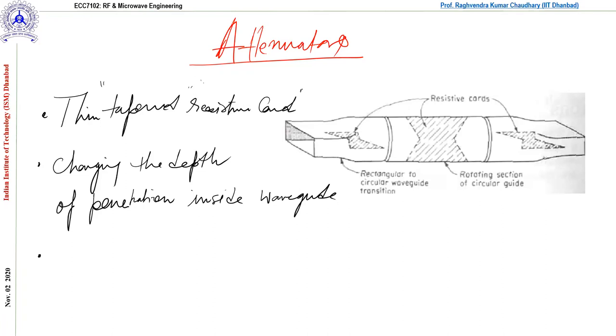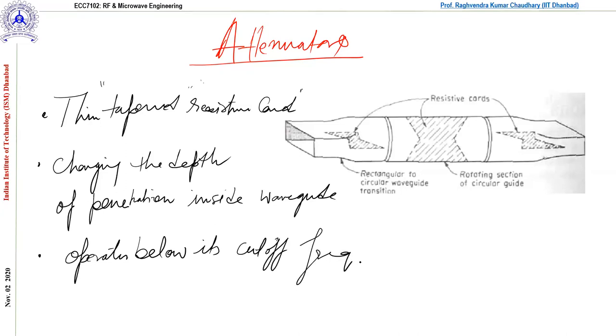And there are other kinds of attenuator as well, which utilize an adjustable length of waveguide which operates below its cutoff frequency. I believe you remember these things. In a waveguide, above the cutoff propagation starts, meaning you can expect propagation, and below the cutoff there is attenuation, correct? So this property could be utilized as the attenuator.